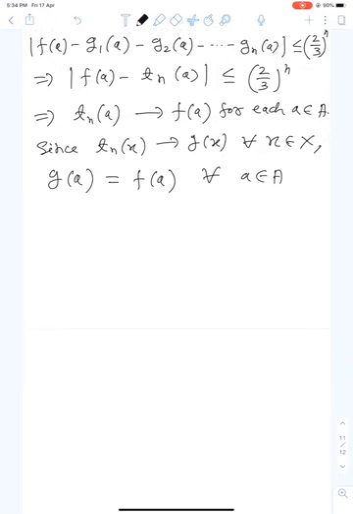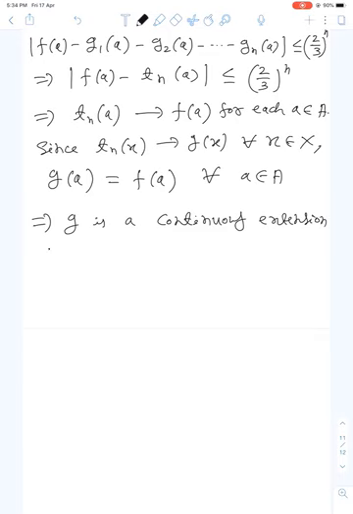Right, so we get a continuous function g from X to [-1, 1] such that G of a equals F of a for all a in A. So that implies G is a continuous extension of F. Fine. Now, so this completes the proof.